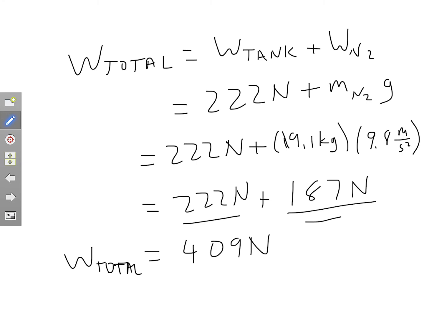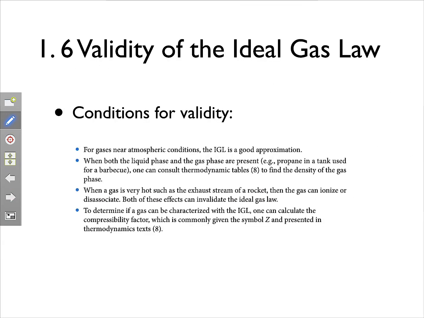Okay, so that's how we apply the ideal gas law. The conditions under which the ideal gas law is valid, you can see here. For gases near atmospheric conditions, the ideal gas law is going to be a good approximation. So for atmospheric calculations, we can normally use this equation. And when both the liquid phase and the gas phase are present, we can consult a thermodynamic table to find the density of the gas in the gas phase.